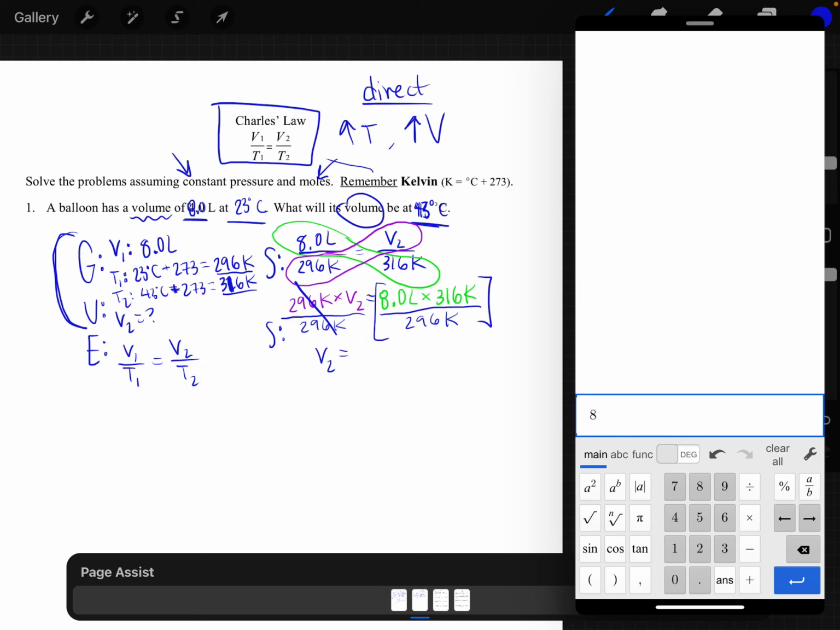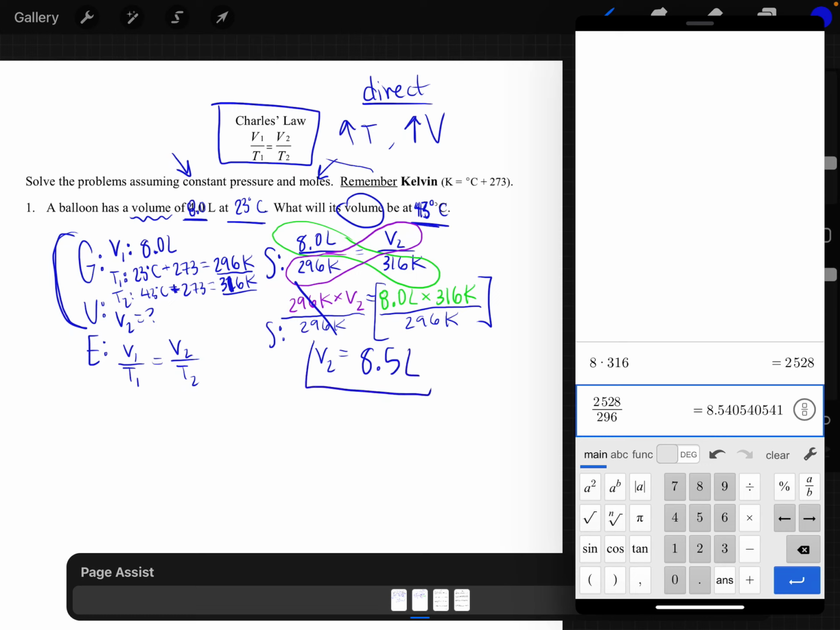So in my calculator, I'm going to say 8 times 316, which is 2528, divided by 296. And I end up getting 8.5 liters as my final volume.